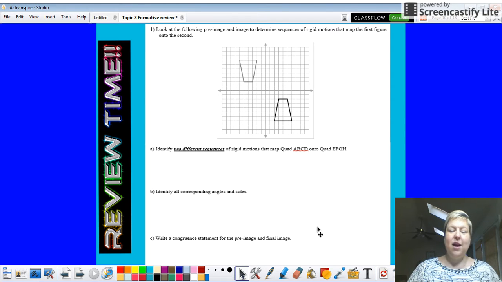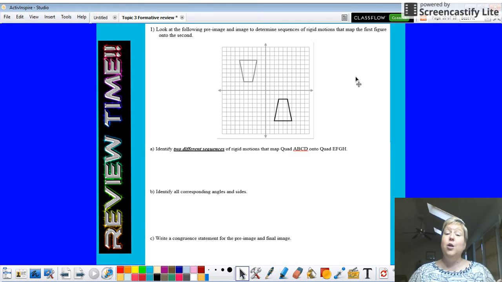In this problem, you were asked to look at a pre-image and determine the sequences of rigid motions that would map that first figure back onto the second. So if you take a look at it, many of us can see that it's going to be some sort of rotation. And when you take a look, either with your patty paper or by comparing the actual ordered pairs, you're going to see that it's a rotation of 180 degrees.